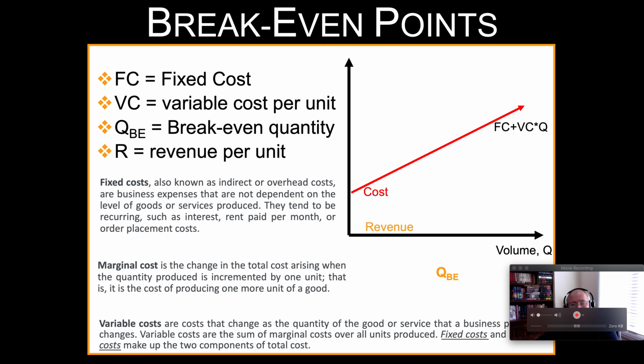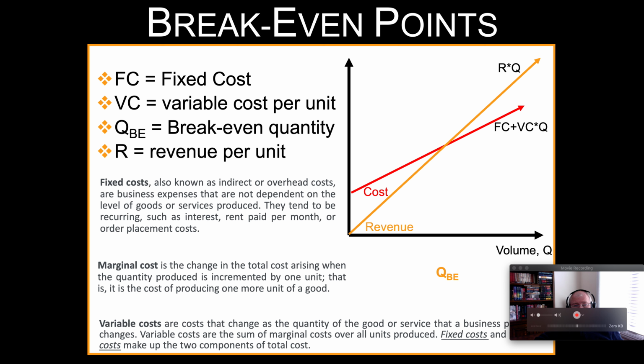So relative to definitions, what are fixed costs? They go by many names. They include, for example, indirect or overhead cost as well. But what they are is business expenses that are not dependent on the level of goods or services produced. So they tend to be things that happen over and over and over. Say a monthly rent that you pay, or maybe order placement cost.